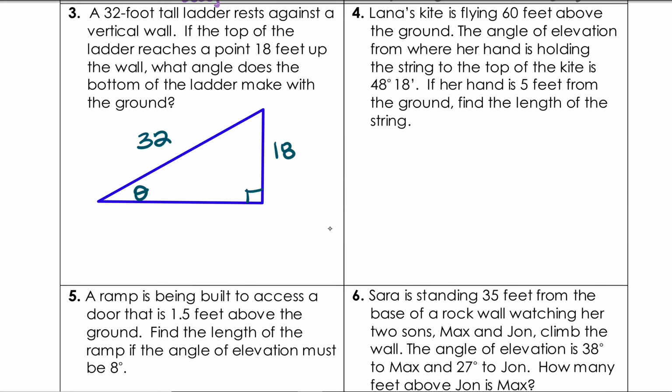So I can go ahead and label my sides. Directly across is the opposite. Across from the right angle is always the hypotenuse. So if I have opposite and hypotenuse, I should be using sine. So sine of my angle should equal the opposite, 18, divided by the hypotenuse.